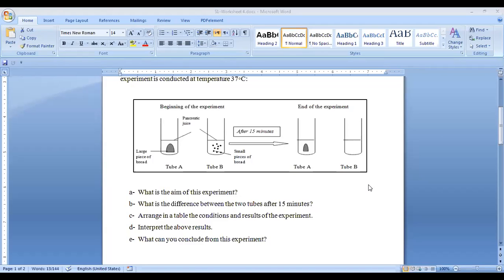We conclude that mechanical digestion facilitates the chemical digestion. Excellent. Why? Because we have large pieces and small pieces. Thank you, Huda. Very good.